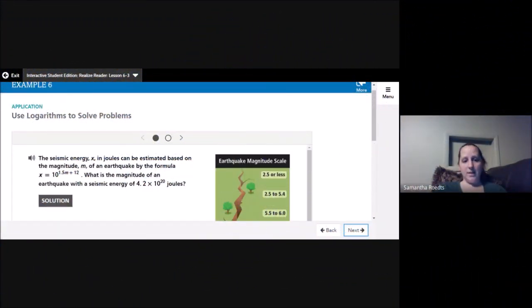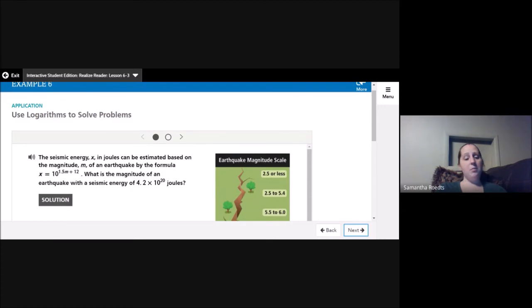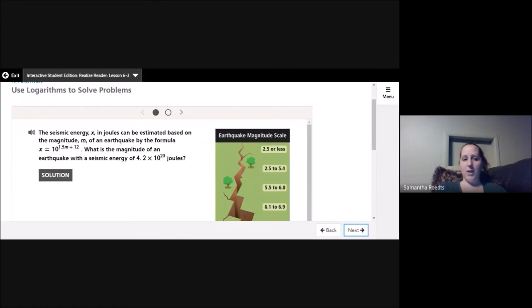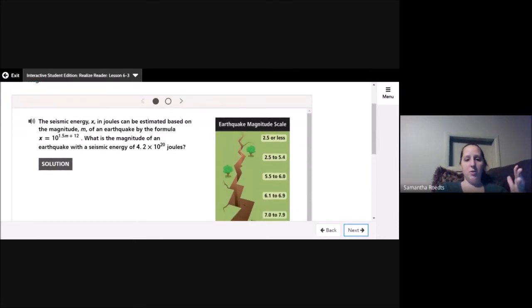All right, example 6, use logarithms to solve problems. The seismic energy X in joules can be estimated based on the magnitude M of an earthquake by the formula X equals 10 to the 1.5 M plus 12. Joules, just so you know, is a unit of measure of energy, usually used in physics, sometimes in chemistry. What is the magnitude of an earthquake with a seismic energy of 4.2 times 10 to the 20th joules?